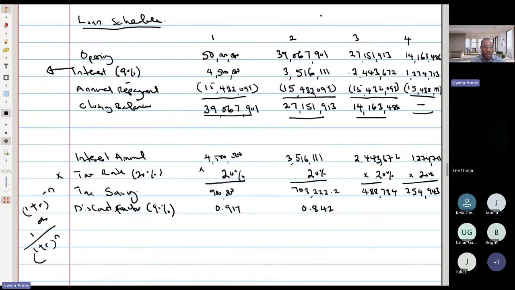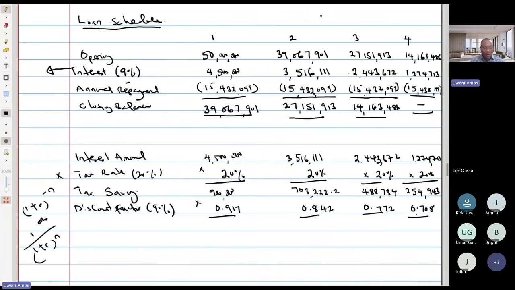1.09 raised to the power of minus 3 is 0.772. 1.09 raised to the power of minus 4 is 0.708. Okay. So let's multiply and get what our values are.